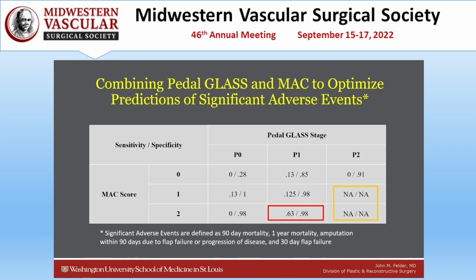Furthermore, if we combine these in 2x2 format, we found the greatest sensitivity for poor outcomes was if we had both an elevated MAC score and an elevated P1 score. The total P2 were very low numbers and couldn't be used to derive a score here.